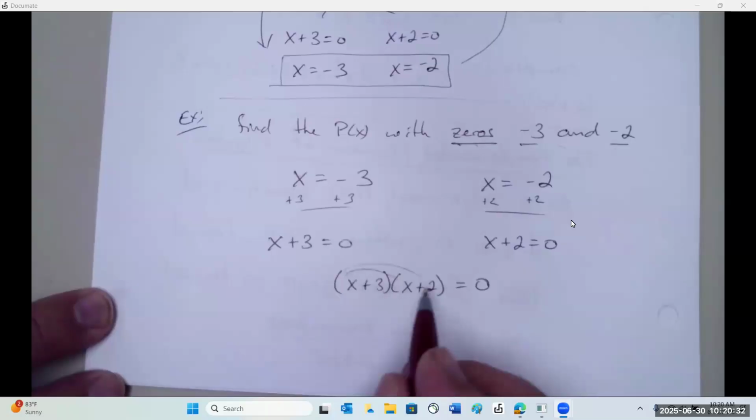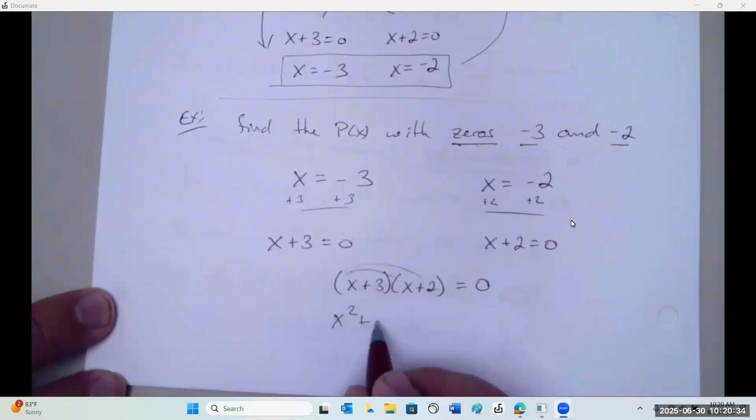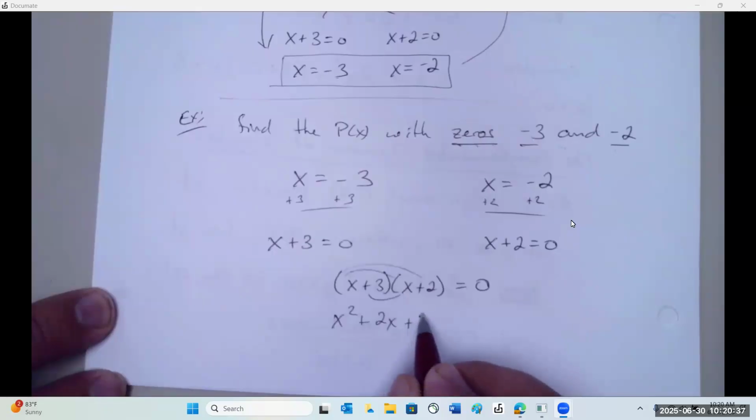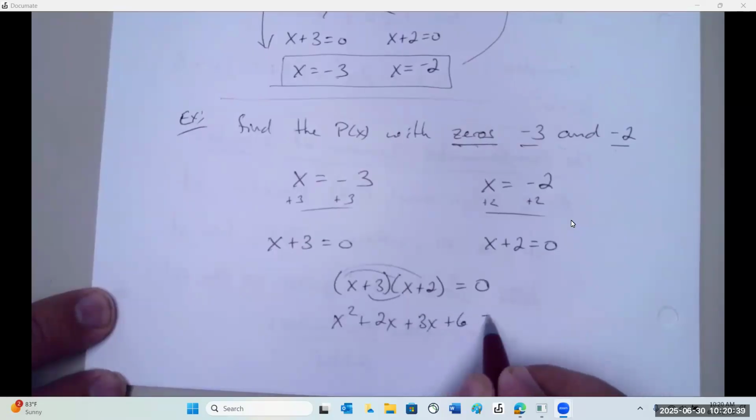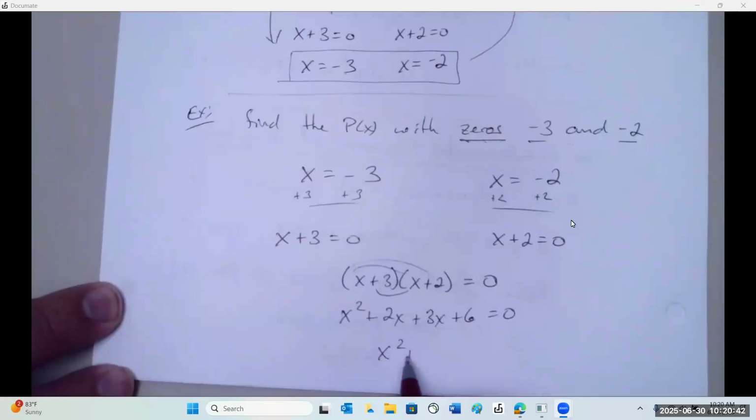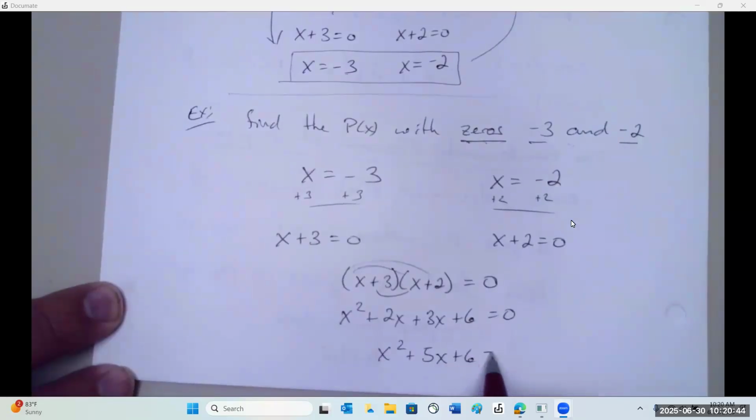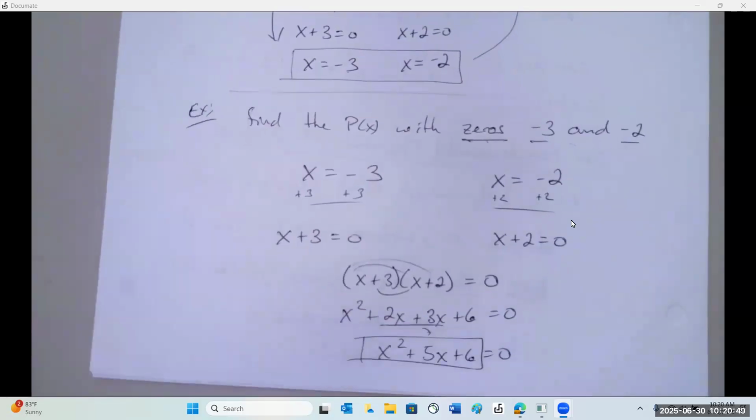Now I multiply. X squared plus 2x plus 3x plus 6, which gives me my polynomial. Do that, combine like terms. And there's my polynomial. I got my polynomial from the given zeros. Any questions about this? We're just working backwards now.